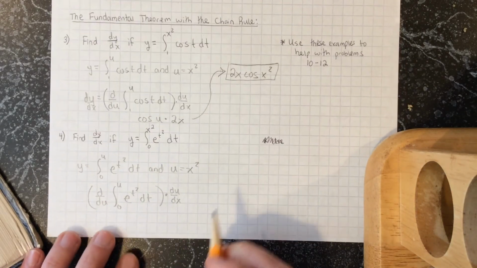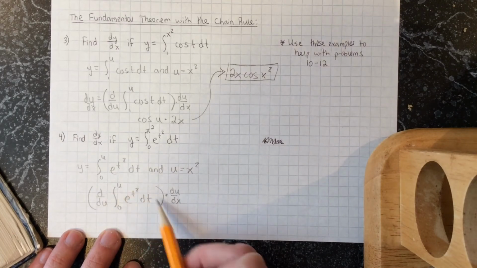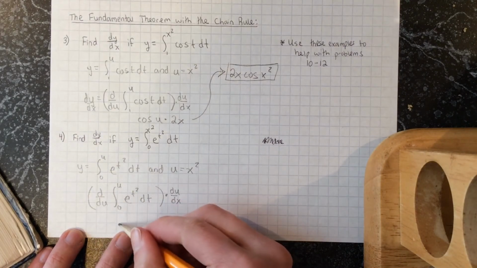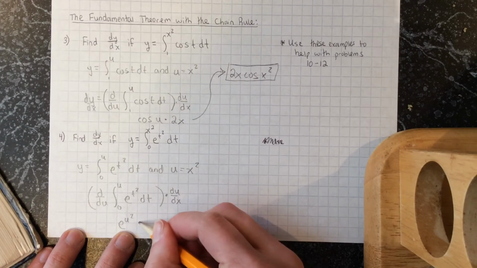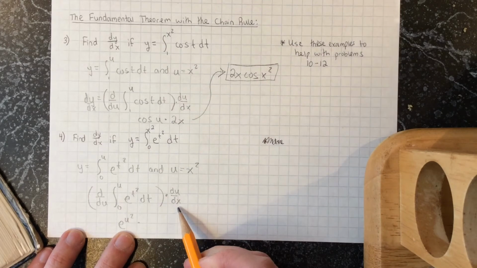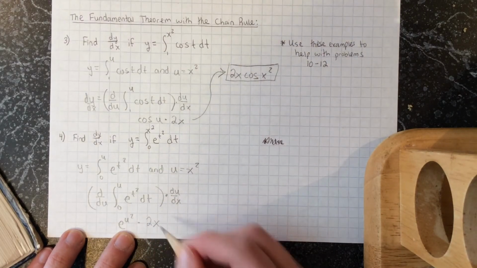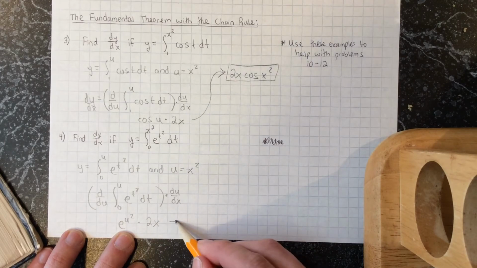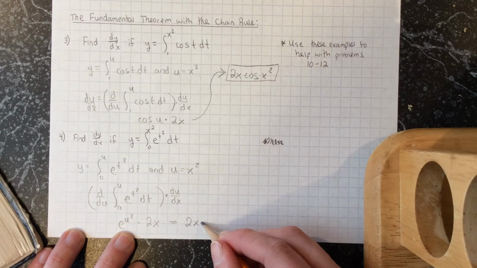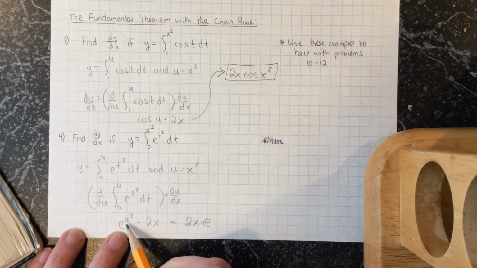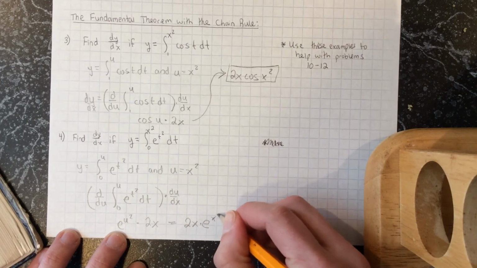Using the fundamental theorem of calculus, I can substitute u in for t to evaluate this derivative. So this becomes e to the u squared times the derivative of the inner function. The derivative of x squared is 2x. So now putting it all together, I'm just going to move the 2x out front times e. Instead of u, I'm going to replace that back with x squared.